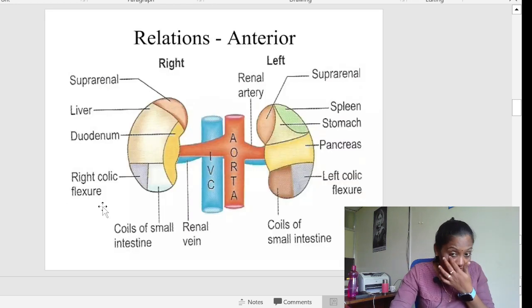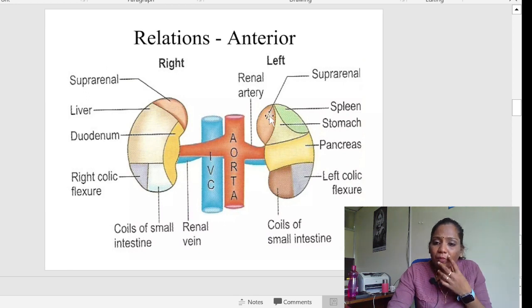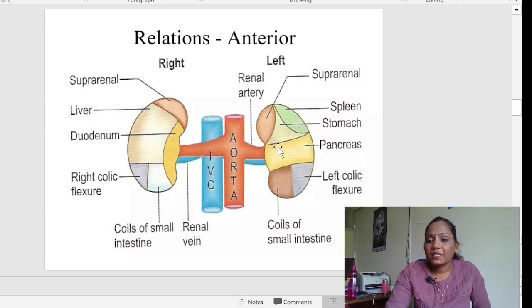Now the relations of the kidney: how each kidney is related to other organs. In both kidneys, the upper or superior pole is occupied by the suprarenal gland, or adrenal gland. Here is a one-word answer: suprarenal, also called adrenal gland. The left kidney is related to the spleen, stomach, pancreas, left colic flexure, and coils of the small intestine. These are all the organs related to the left kidney.